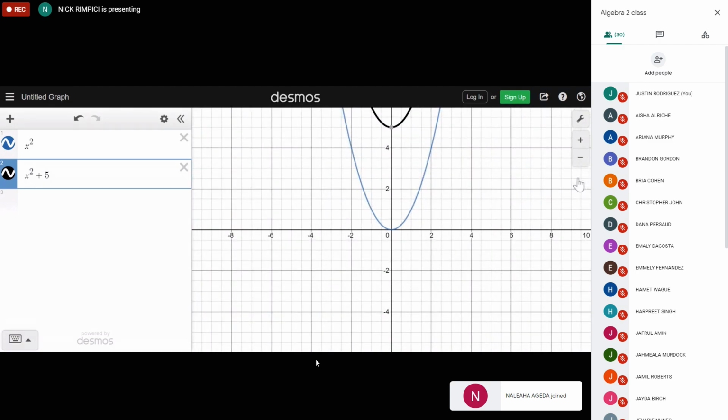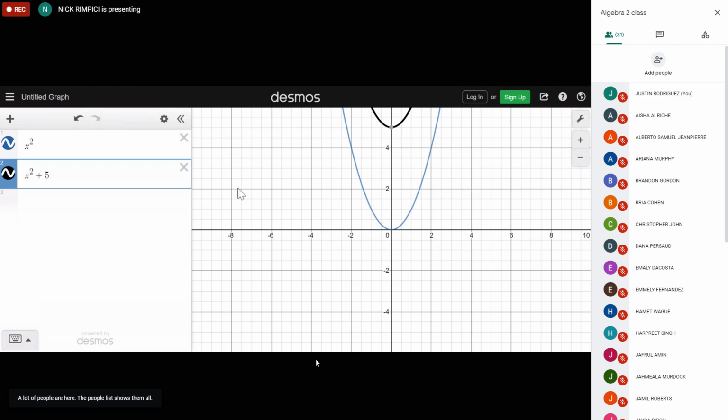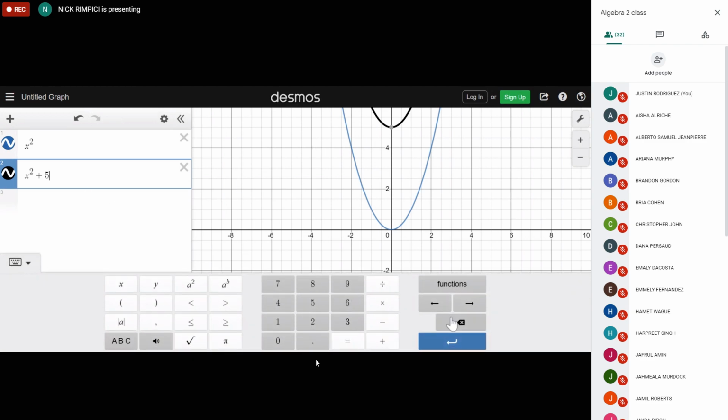I hope that's okay. Let me just show you the other way and then I'll take questions. So it seems as if you add a number, it shifts the graph up by that amount. What if you subtract the number?